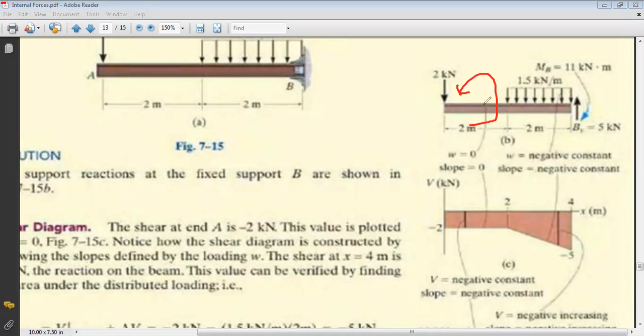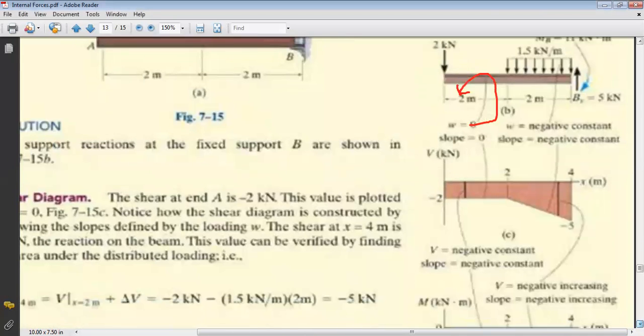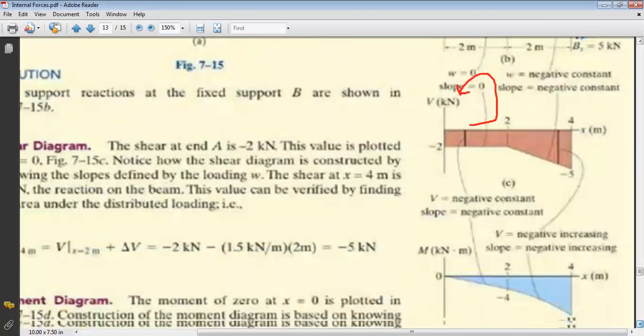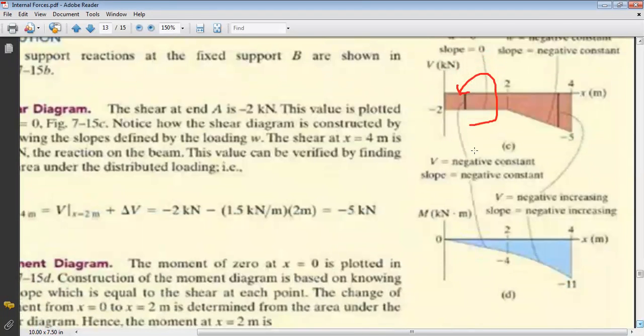You should always look at your diagram of loading to know if you have couples, because if I have couples, I will have a jump in moment. From the other hand, I will look at V, because V represents the slope of variation of my moment diagram. So now, let us see how to draw the moment diagram.